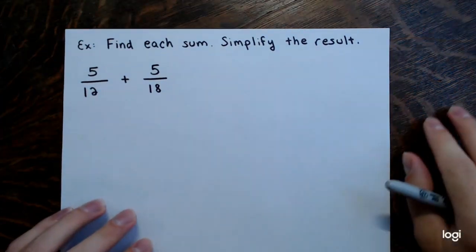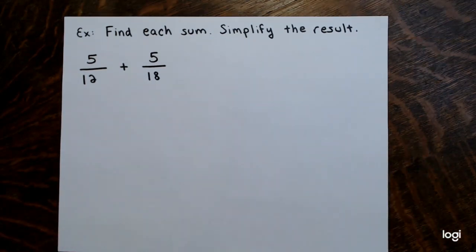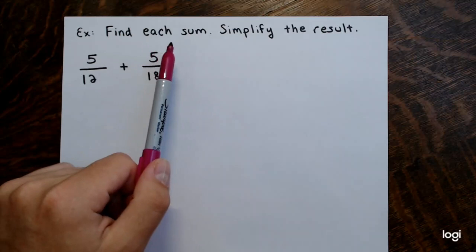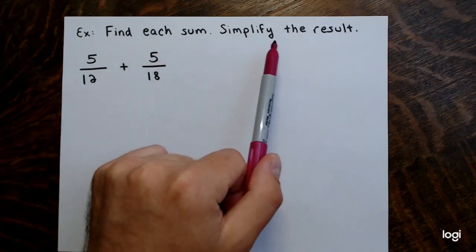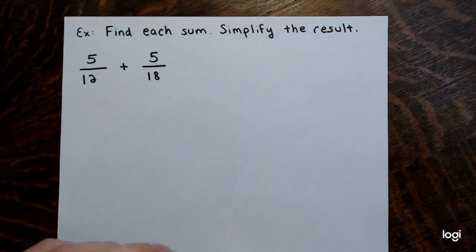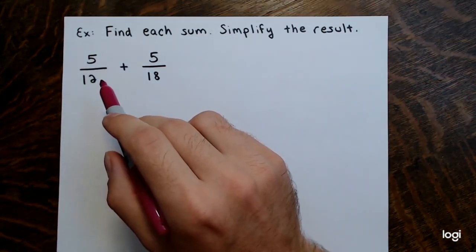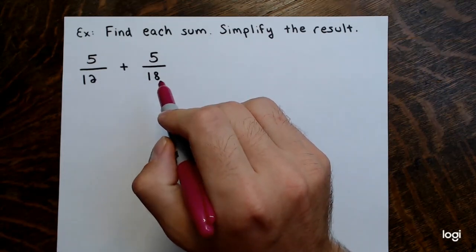All right, my first involves just a couple numbers, no variables yet. So I have to find the sum, right? Find each sum, and of course at the end, when I put these together and make a single fraction, I wish to simplify my final result, simplify the sum, meaning I don't want to have a common factor in the numerator and denominator. Alright, so in finding the sum of two fractions, two rational expressions, I have 5/12 plus 5/18.